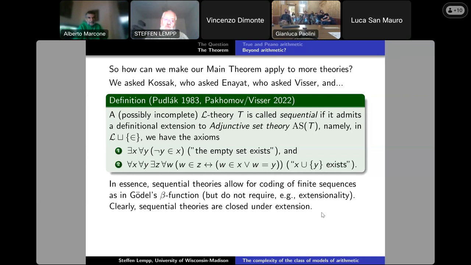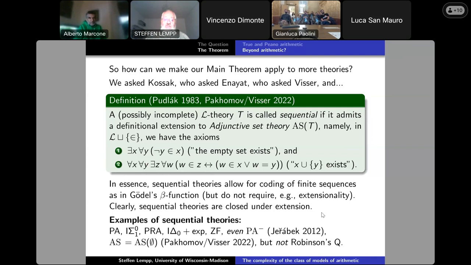So let me point out that for the theory T to be sequential, it doesn't have to be complete. But of course, if I extend the theory to a completion or to any super theory, it's still going to be sequential. So sequential theories are closed under extension. I mean, it's obvious, right? If I can do it for a subtheory, I can do it for a theory. So this is clear from the definition.